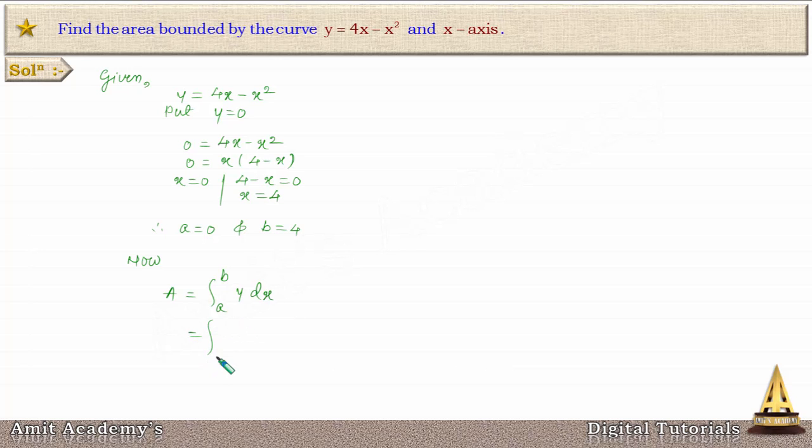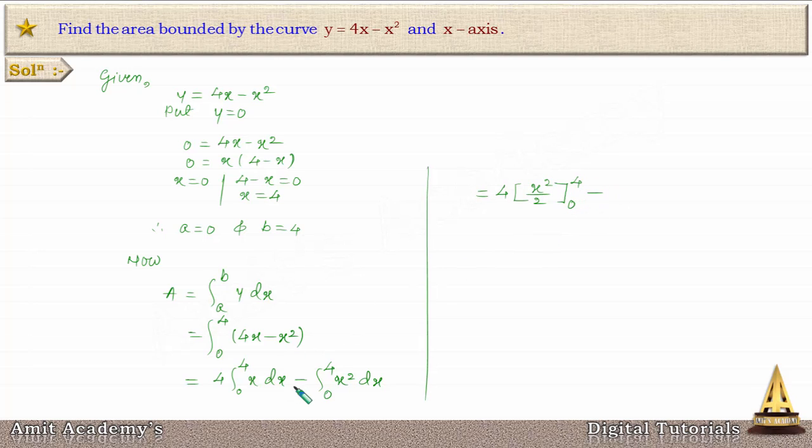So is equal to integration, the value of a is 0, value of b is 4, and y is 4x minus x square. So is equal to, and now I can give this integration separately to both of these two terms by taking out constant. This 4 is constant, so it has to get written outside the integration. So I'll get 4 integration from 0 to 4 x dx minus integration 0 to 4 x square dx. So is equal to this 4 here as it is. And we know that integration x dx will be x square by 2, and the limits are from 0 to 4, minus this minus sign. Also integration x square dx will be x cube by 3, and the limits are from 0 to 4.